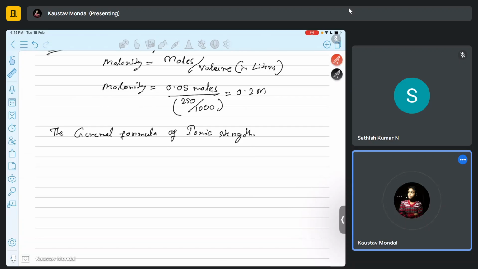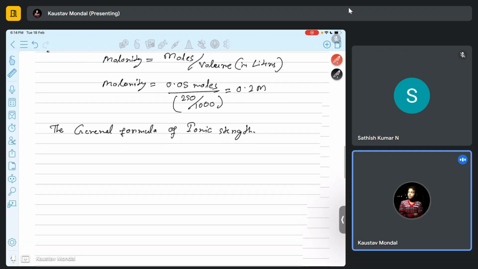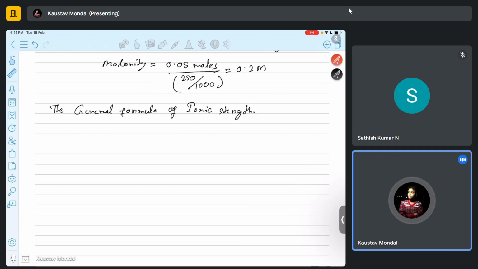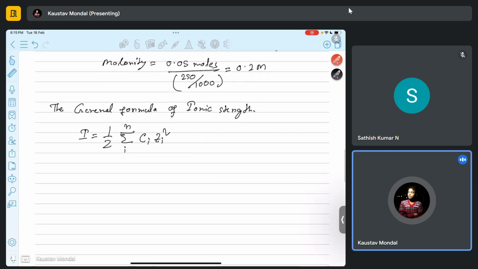Okay, so this is the formula. I equal to half summation of i starts from 1 to n, Ci Zi squared. So I is basically the ionic strength.